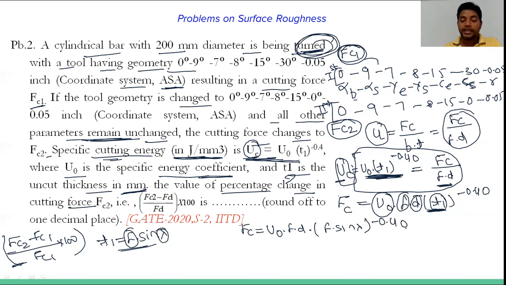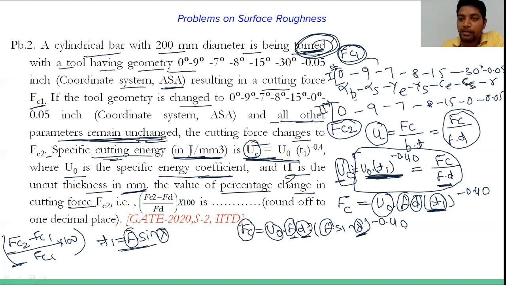Now see, Fc depends on U naught, which is constant. F, the feed, is not given, but it is mentioned that all the other parameters remain unchanged, so F, the feed, is constant. D, the depth of cut, is not given, which means it is also constant. F is again a feed that is constant. Lambda is the approach angle, and if the approach angle is not given then it is also constant. But what is lambda? Sorry, lambda is basically the approach angle.